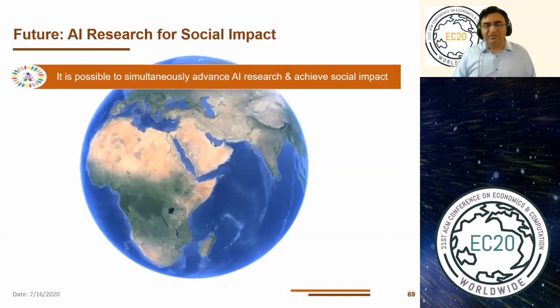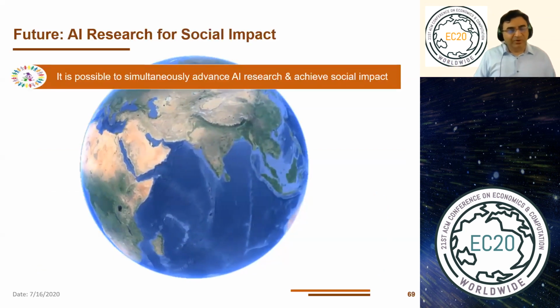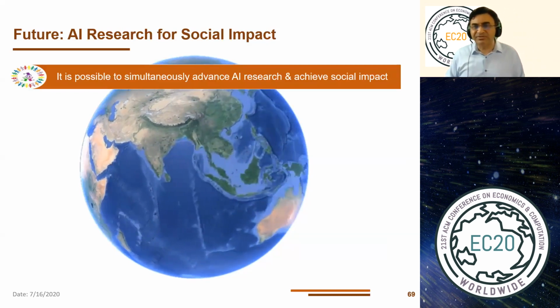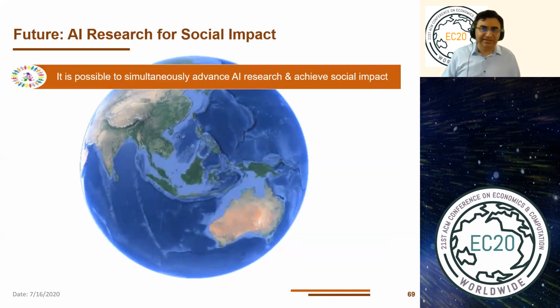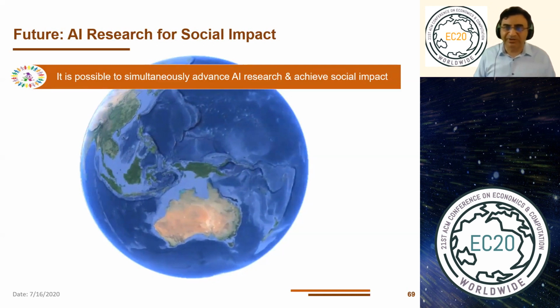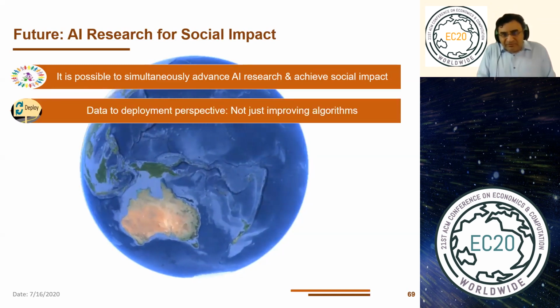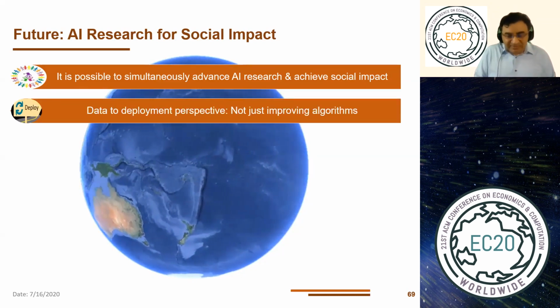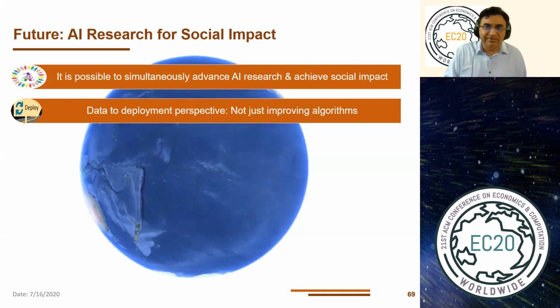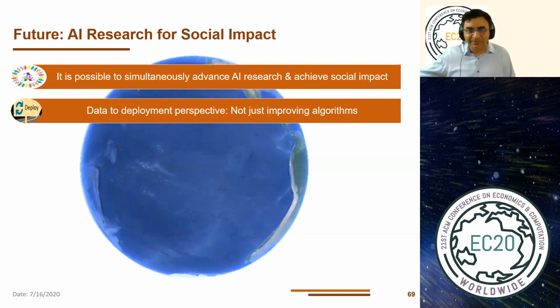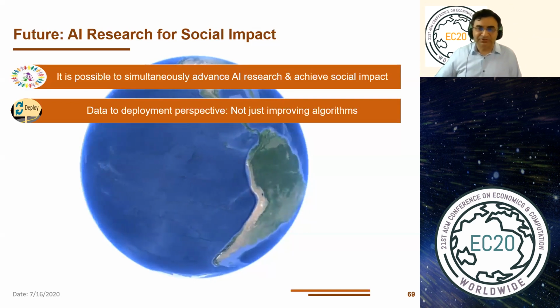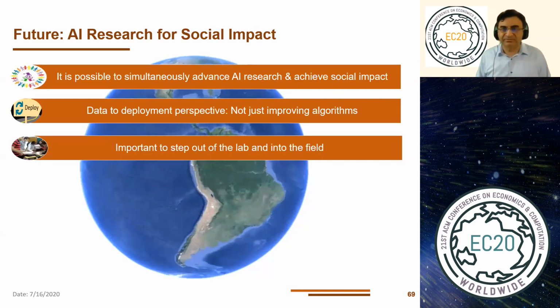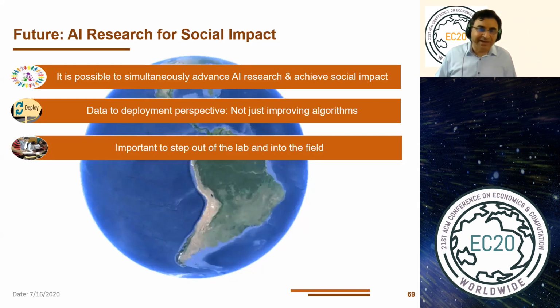I'll end by making some observations about deploying AI research for social impact. First, it is possible to simultaneously advance AI research and achieve social impact. We have to therefore take a data to deployment perspective. The research is not just about improving algorithms, but goes all the way from data to understanding challenges in deployment and improving our models and algorithms. It's important to step out of the lab and into the field to actually understand the constraints that the NGOs and so forth are operating in.